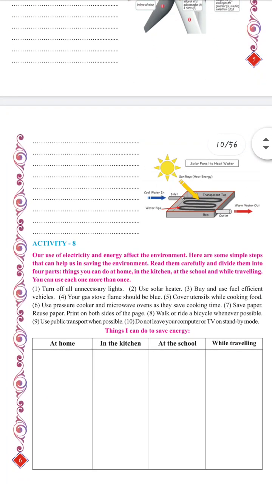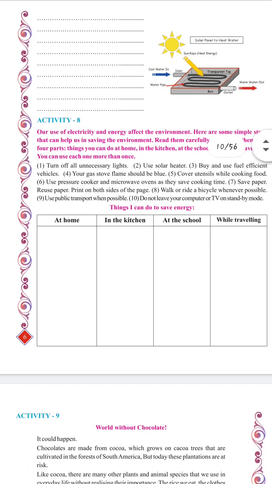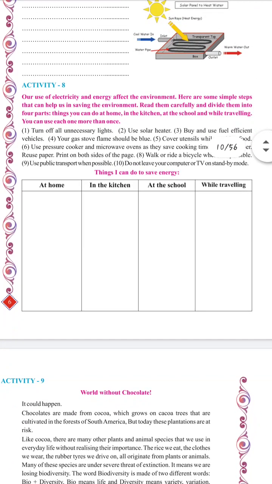So after 7 we will move on to activity number 8. The heading says that our use of electricity and energy affects the environment. Here are some simple steps that can help us in saving the environment. Read them carefully and divide them into 4 parts: things you can do at home, in the kitchen, at the school, and while traveling. You can use each one more than once.